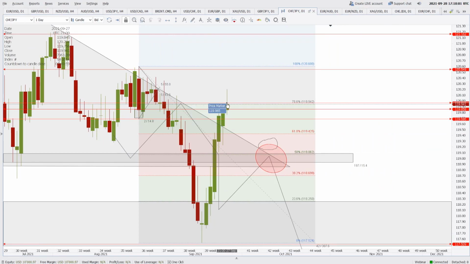Talking about CHF/JPY, it seems like it is getting rejected from the 119.96 area. The price has made an intraday high of 120.20, so it was already on the higher side, and also in the resistance zone, and the sellers jumped in after seeing 7 days of green price action.